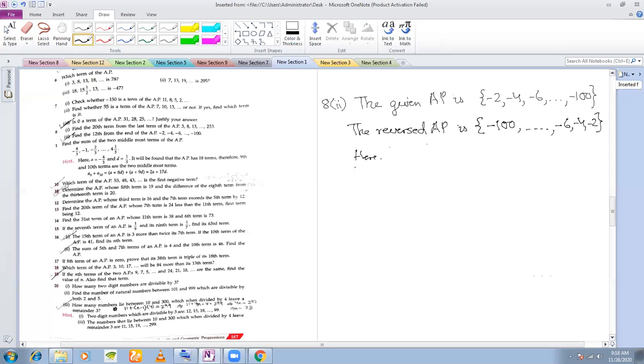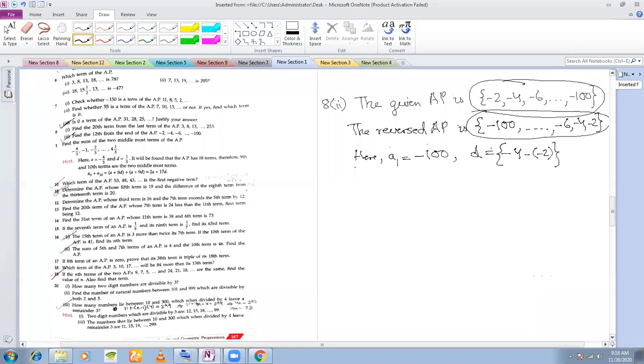So here, what is the first term? A1 equal to -100. Can you tell me the common difference of this AP? Can you find out D from here? Someone says -4 minus of -2, but that is the common difference of the original AP. I am talking about the common difference of this AP when the terms are reversed.